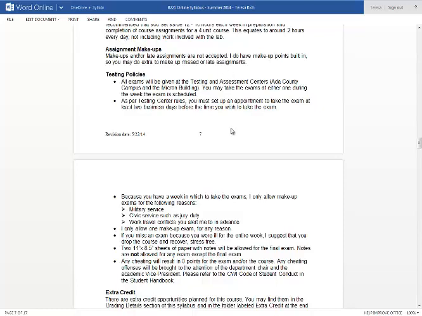Testing policies, let's go over that. Even though this is an online course, all of the tests are proctored. That means somebody has to be there to make sure that you're not looking up the answers on Google. So you will be taking the tests on Blackboard in one of the testing and assessment centers. There's one at Ada County campus and one in the Micron building. And you have to take the exams during the week the exam is scheduled. Now, because of summer, the exams are going to start coming really fast. So be aware of that.